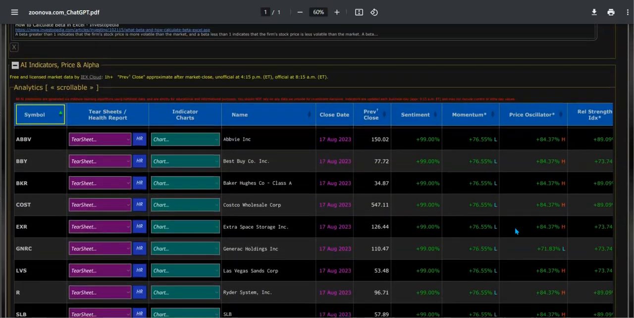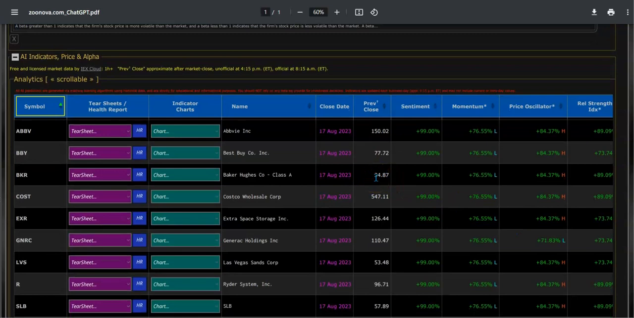And below that, the AI indicators price and alpha grid, which will give you over 200 AI outputs as you scroll across. Also tear sheets and over 150 charts.